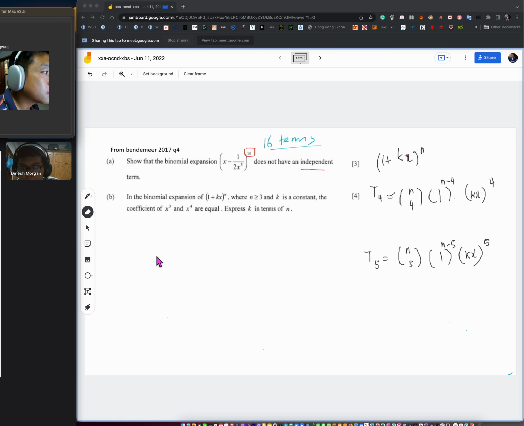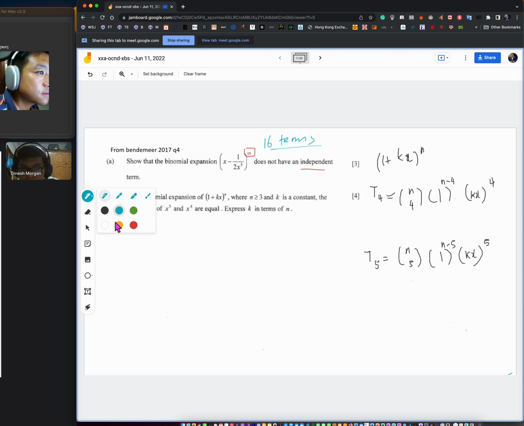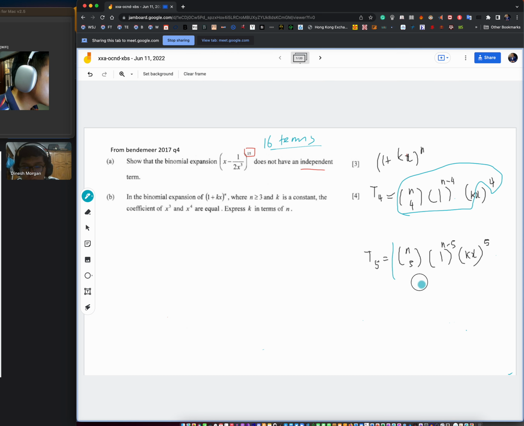And how? You need to pick the coefficient. So the coefficient is this one, and you equate these two. Wait, they say x^3 and x^4. How come you get x^5?